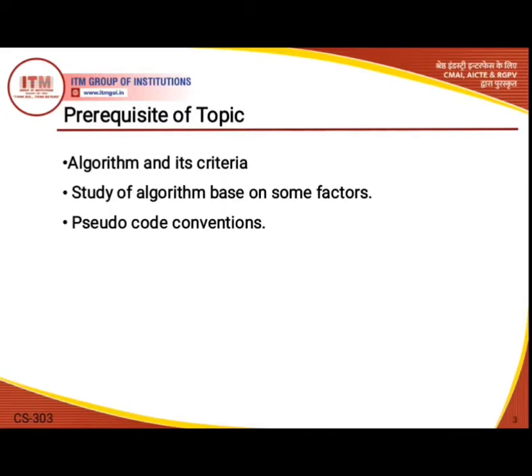Now moving ahead, prerequisites of topic. Before discussing about array and its representation, you should have knowledge about what is the meaning of data structure, as well as various types of data structures, and the operations which we perform on various types of data structure. And also you should have knowledge about what is the meaning of algorithm and its criteria.